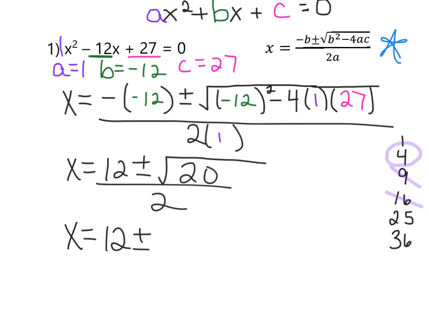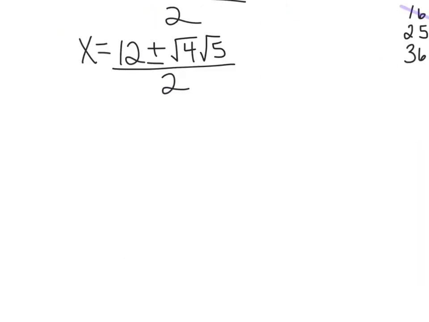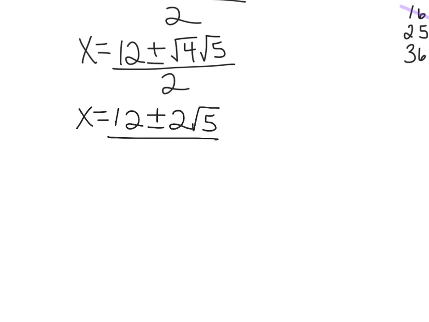So I'm going to rewrite it as the square root of 4 times the square root of 5 all over 2. So the next thing that I'm going to do is take the square root of my 4, which was the whole point in doing this really. So x equals 12 plus or minus, the square root of 4 is 2, radical 5 all over 2. Almost done.